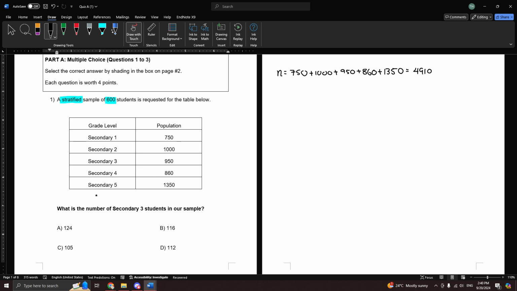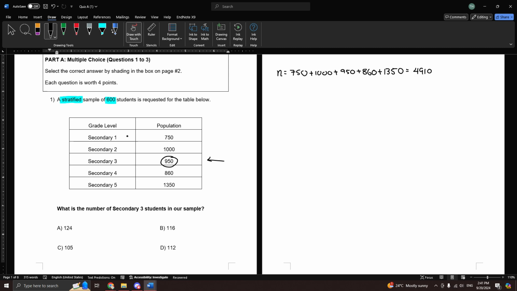So now we look at the question. We want the number of Sec 3 students in our sample. So we don't care about these ones. Let's just look here at our Sec 3 students. And we know that there's 950 Sec 3 students in our original population in the Sec 3 category.